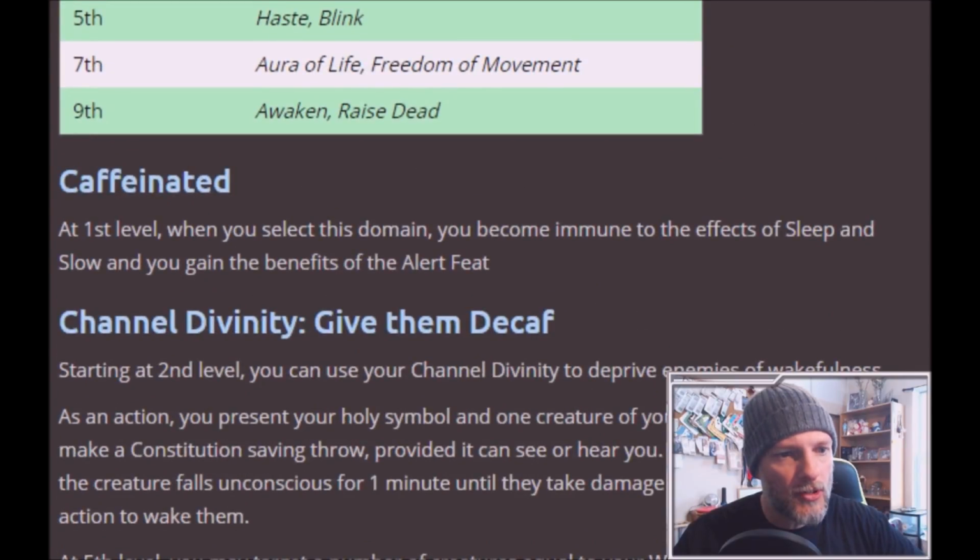Let's look at the first ability that we get, and that is Caffeinated. So at first level, when we select this domain, we become immune to the effects of sleep and slow, and gain the benefits of the alert feat. All of it right on theme. Perfect for a Coffee Domain Cleric.